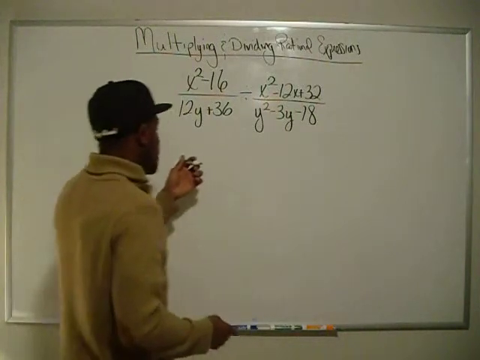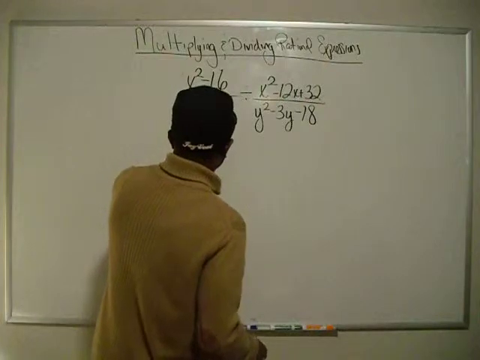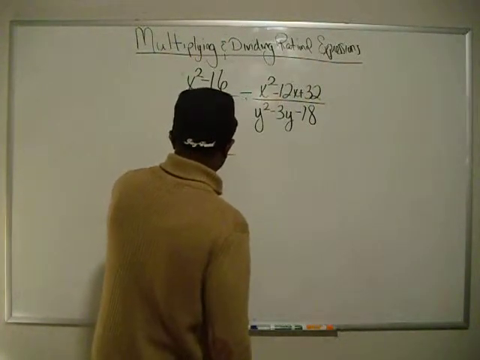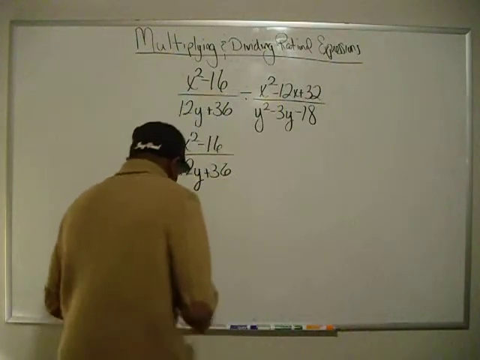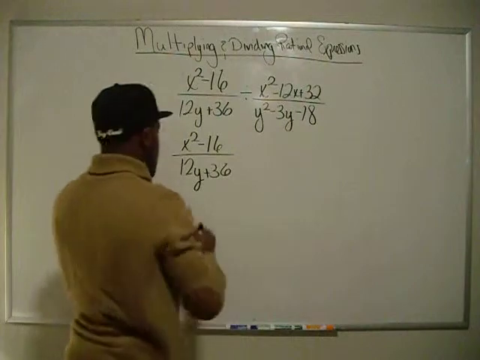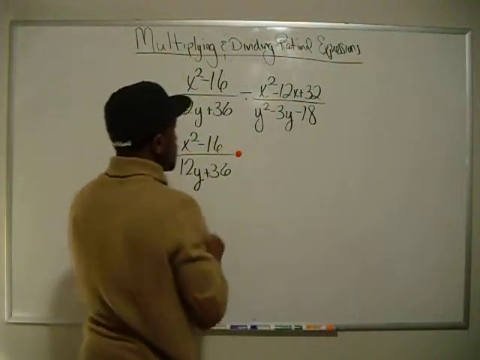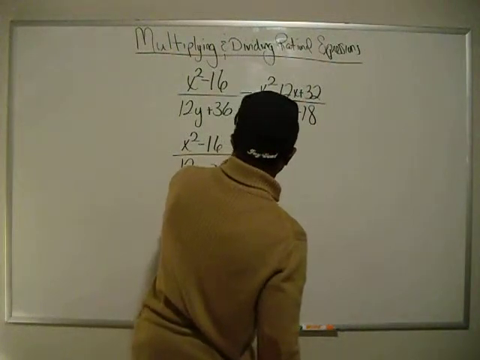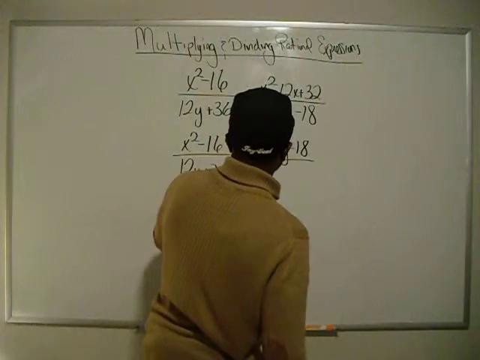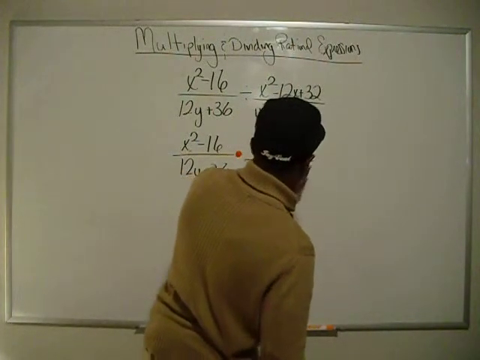Let's go ahead and rewrite this step, please. X squared minus 16 over 12y plus 36. Put my times symbol. These markers want to get away from me today. Times y squared minus 3y minus 18 over x squared minus 12x plus 32.